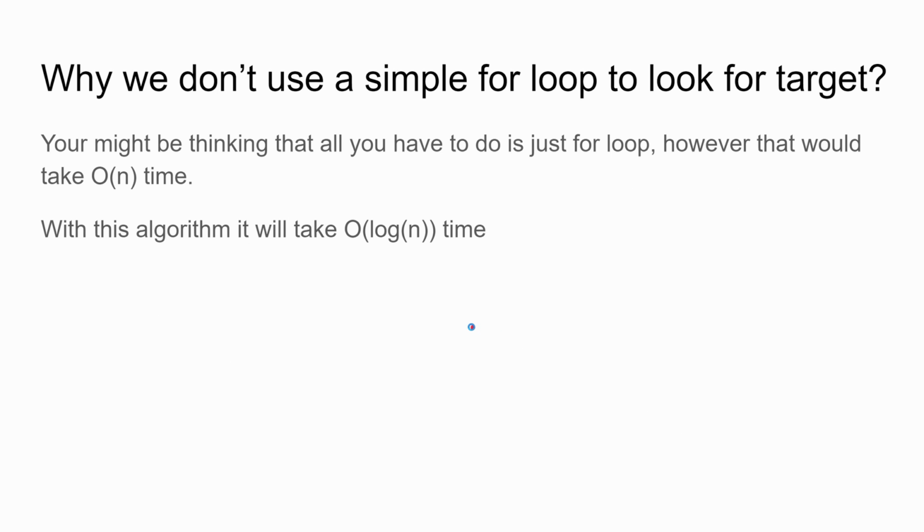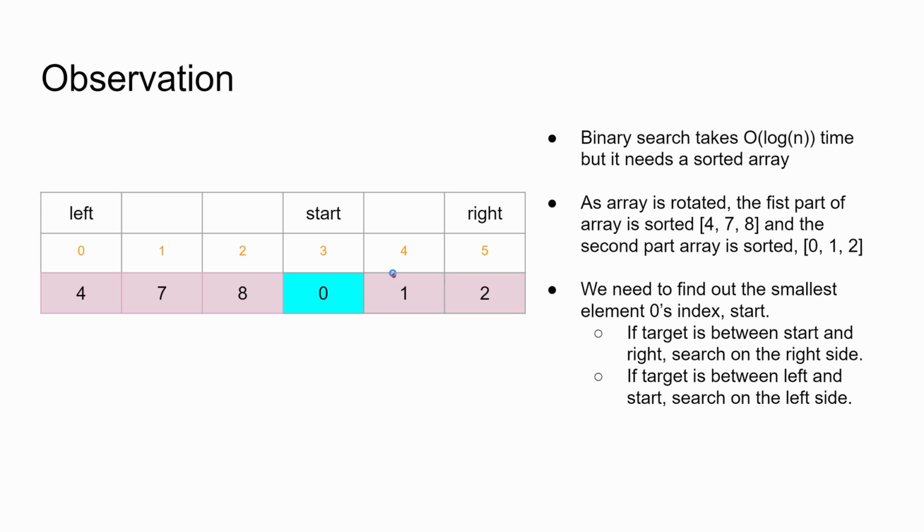And the reason why we don't use a simple for loop to look for a target is because you might be thinking that all you have to do is just a for loop. However, that would take O(n) time. With this algorithm, it will take O(log n) time. Observation: binary search takes O(log n) time, but needs a sorted array.